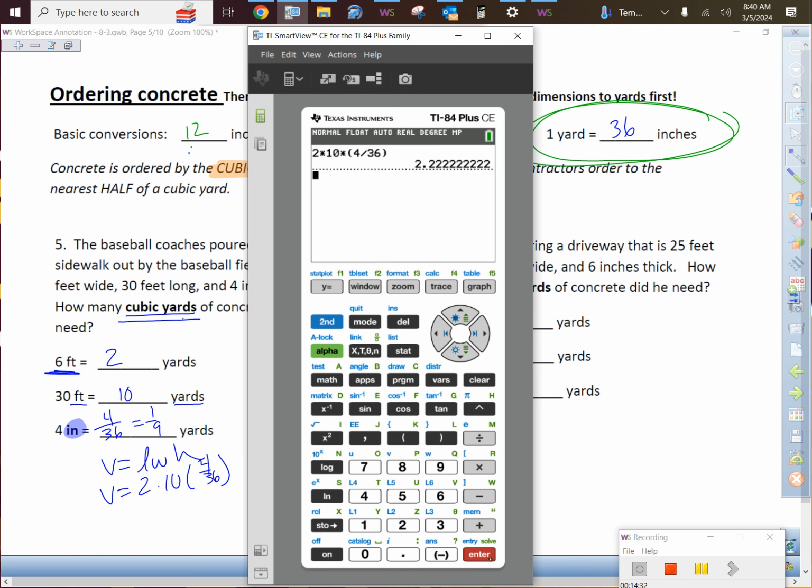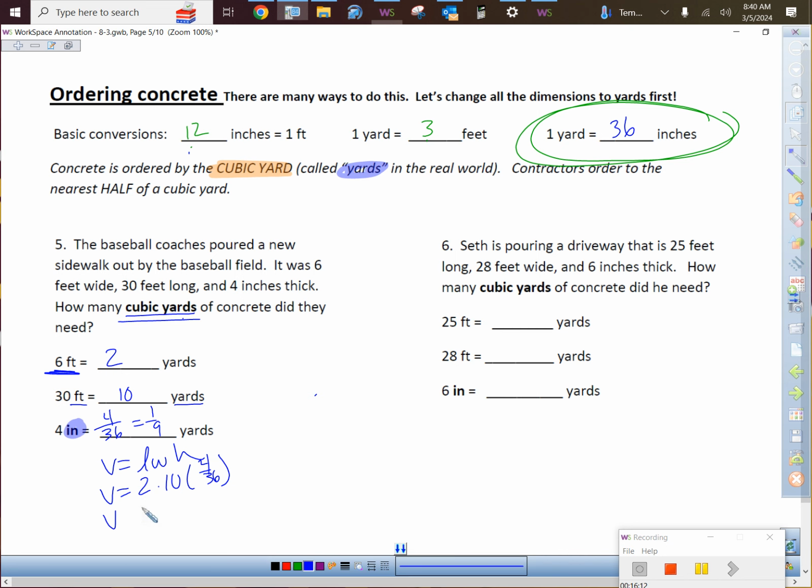So we'll round it to the nearest half a cubic yard is what they do in the real world. So do you want 2 cubic yards, 2.5 cubic yards, or 3 cubic yards? We'll say the volume is about 2.2 cubic yards, but then our order is going to be exactly 2.5 cubic yards. So you tell me the number you got with the math, 2.2 approximately, and then we're going to order 2.5 cubic yards. So let's see what Seth's doing.